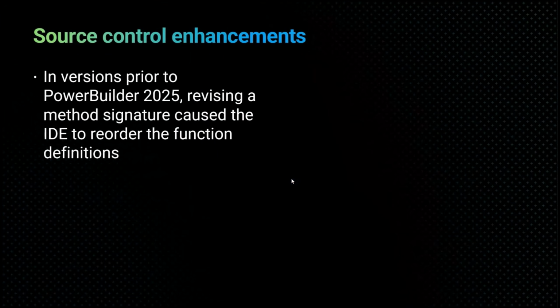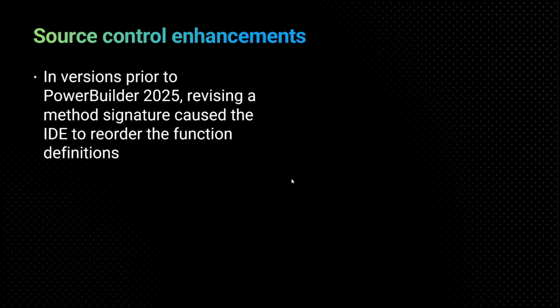Okay, so this I think is big. What PowerSoft did in their wisdom, if you call it that, is if you change an argument on a method in an object, let's say you've got functions A, B, C, D, and you change the arguments on method B, it would take method B out of the source code at that point and move it down to the bottom. So now it's methods A, C, D, B.